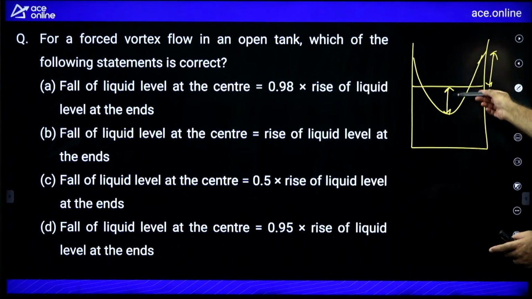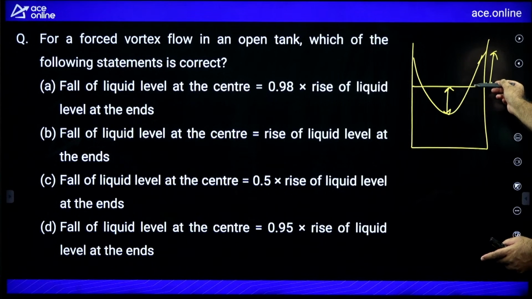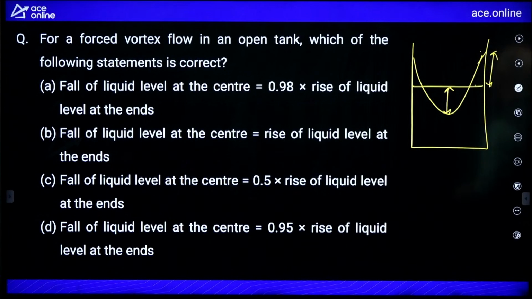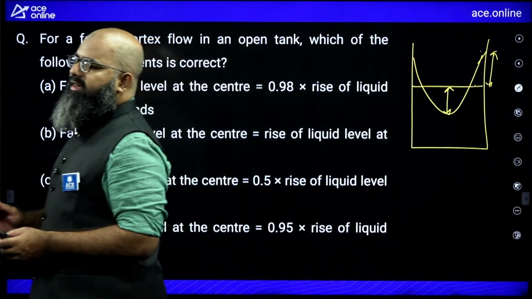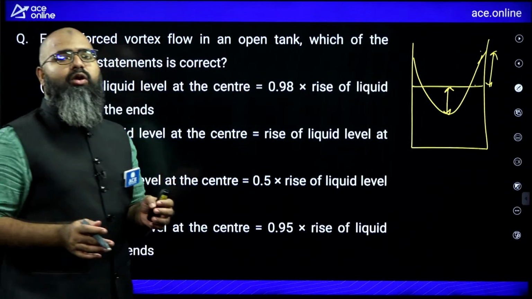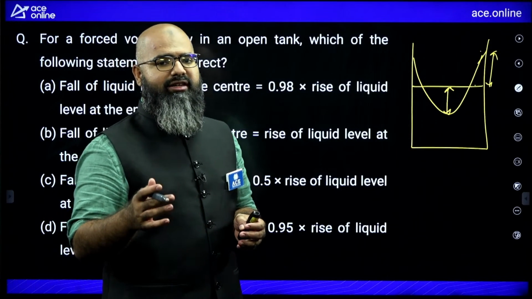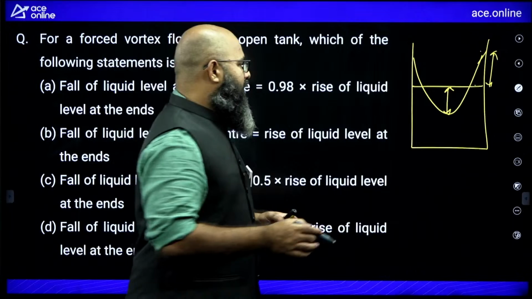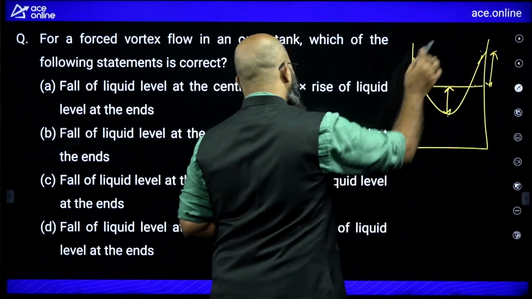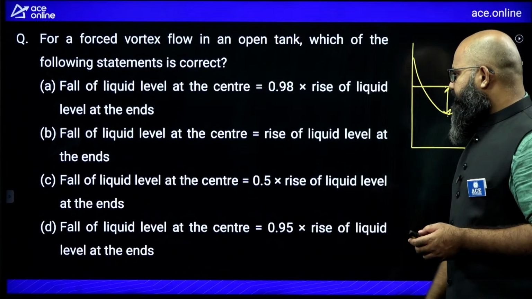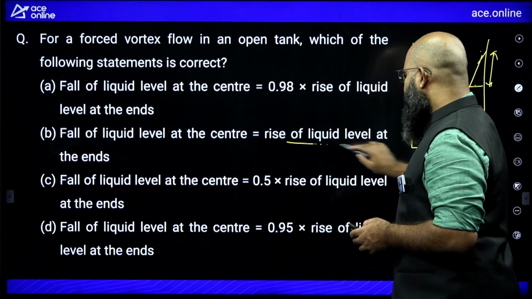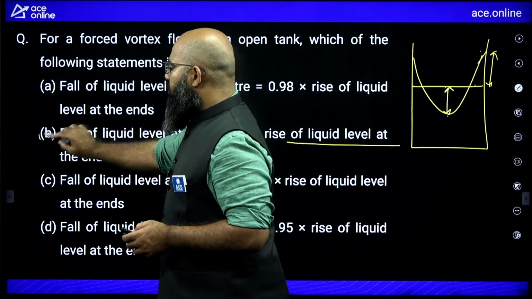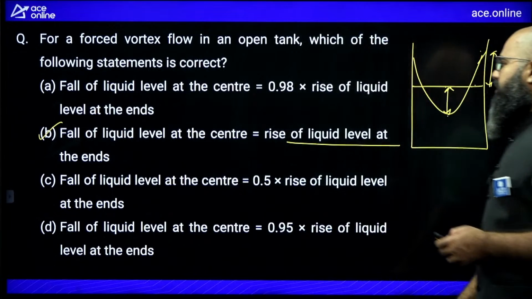You should know that whatever decline is taking place here, the same rise is going to take place here. So decline and rise, both of them are going to be the same. How do we get this idea? This idea is deduced from the fact that the volume of a paraboloid is equal to half the volume of the circumscribing cylinder. I hope you remember this. So whatever decline is there, the same rise is going to be there. Which option will be correct? Fall of liquid level at the center is equal to rise of liquid level at the ends, so option B will be correct.